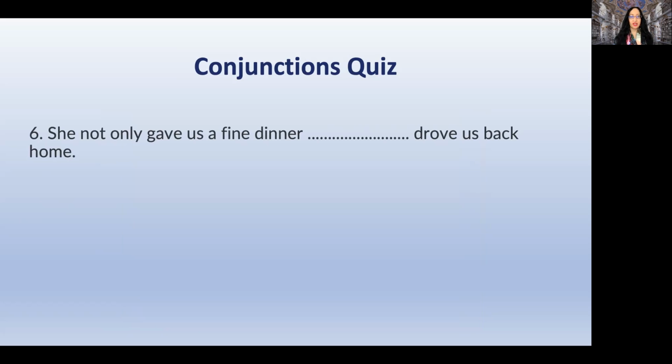Okay, number 6. She not only gave us a fine dinner, blank, drove us back home. What could the conjunction be? She not only gave us a fine dinner, but drove us back home. Does that make sense? She not only gave us a fine dinner, but also drove us back home. She not only gave us a fine dinner, also drove us back home. What's the answer?